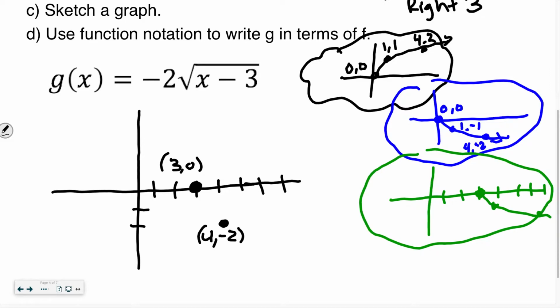So 1, 2, 3, 4, so that's 7, and then I'm going down 4. So here's 7, negative 4.